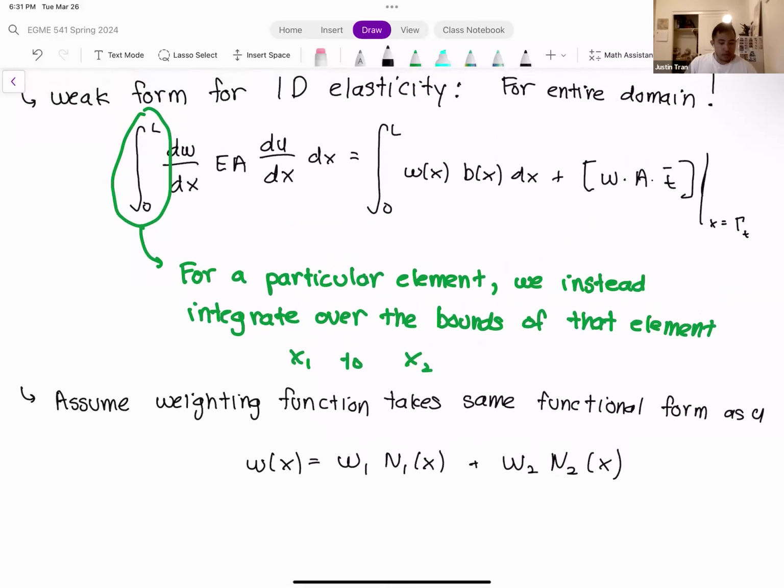All right. So we're using the same shape functions, right? And that's actually going to be a really important point that we're going to make use of in a bit. Our weighting function has the same shape functions, just different coefficients.